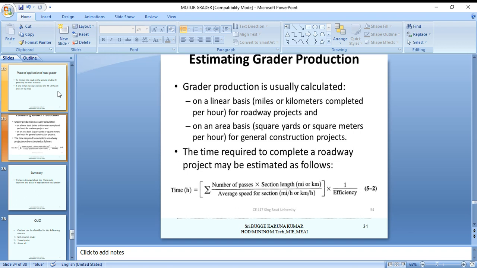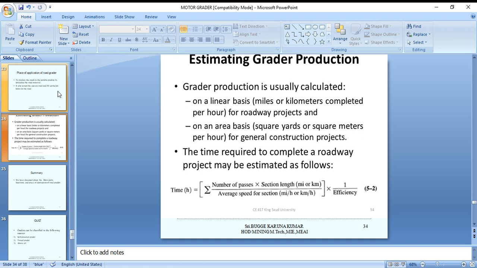The time required to complete roadway projects. The time required to complete a road project may be estimated by the following empirical formula. That is, time equals the sigma of number of passes multiplied by section length in kilometers, divided by the average speed per section in kilometers per hour, multiplied by the efficiency.